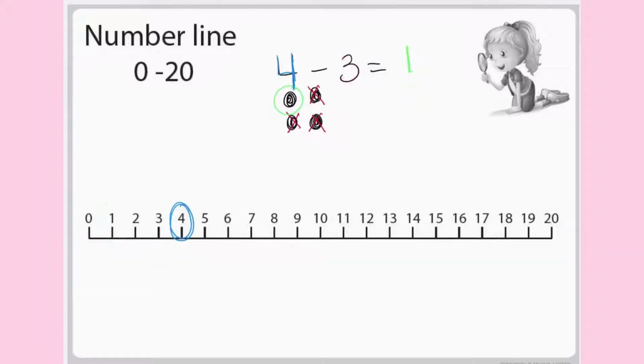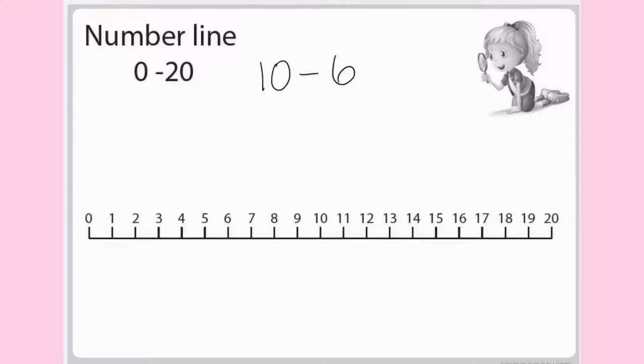So my next problem is going to be one that we may not have done before and is a little trickier. This time, instead of 4 take away 3, I'm going to have 10 take away 6. If I'm doing it in a picture, I would do 1, 2, 3, 4, 5, 6, 7, 8, 9, 10. Then I would take my 6 and cross them out. 4, 5, 6, leaving me with my answer 1, 2, 3, 4. So I know 10 take away 6 is 4.